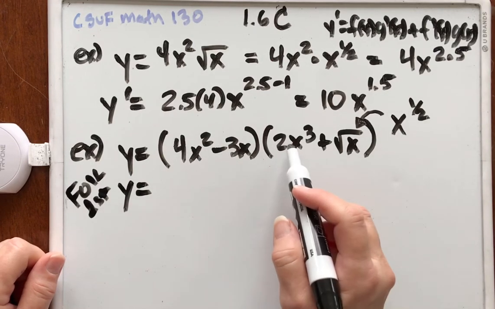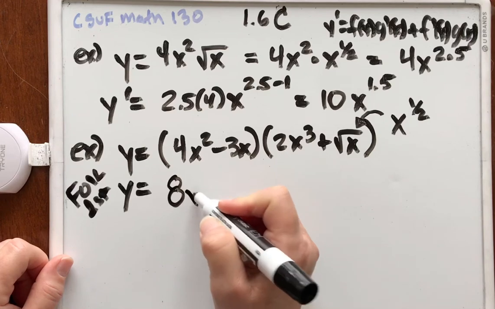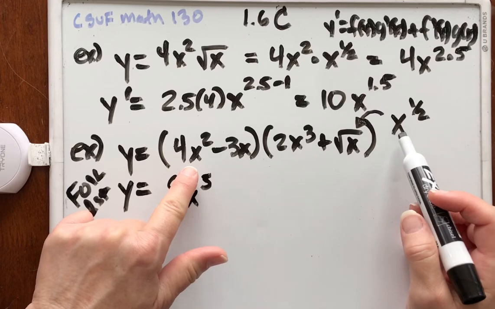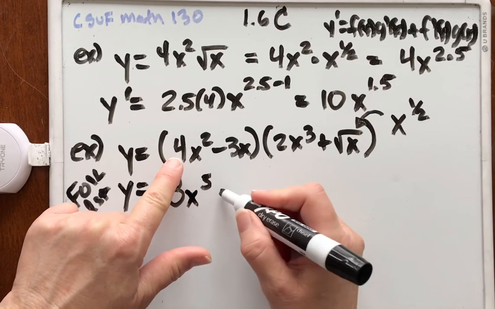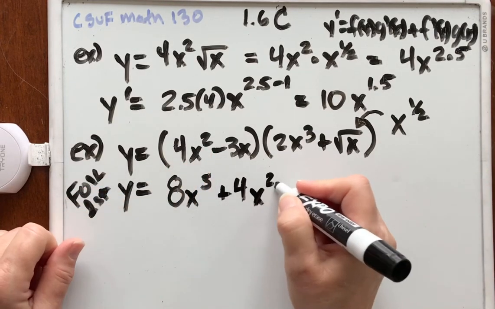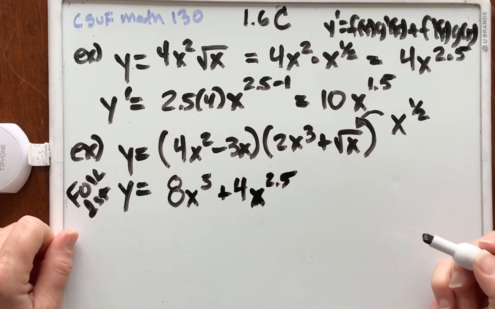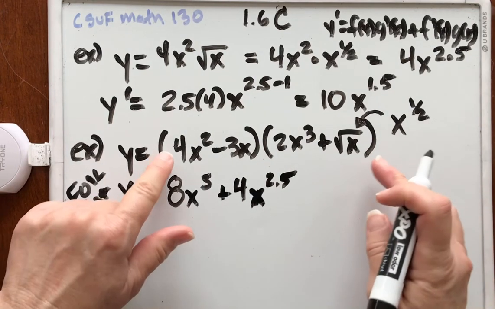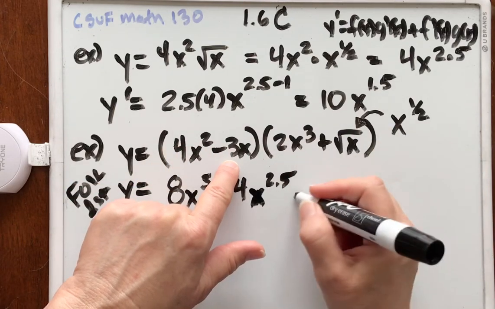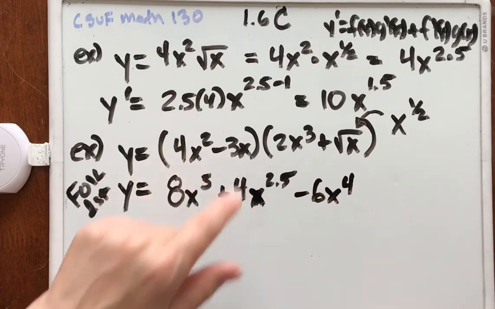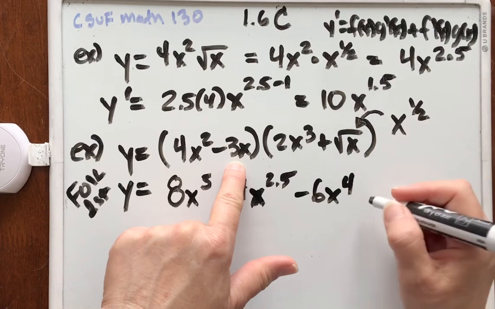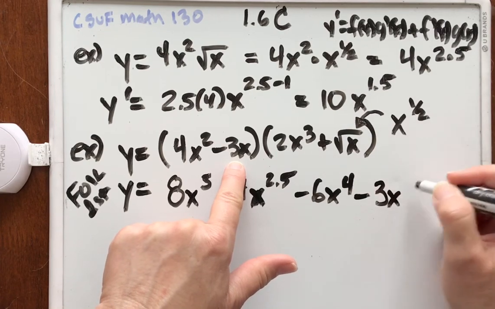First times first, we have 8x to the 5th. Outside times outside, we're going to have a 4, and a 2 plus 1/2 is 2.5. That was outside times outside using this one. Inside times inside, minus 6x to the 4th. And then last times last, using this one right here, we have minus 3x to the 1.5.